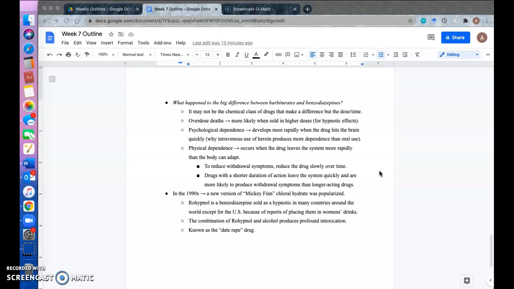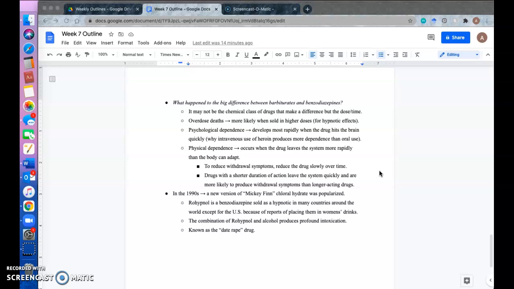Overdose deaths are more likely when sold in higher doses for hypnotic effects. Psychological dependence develops more rapidly when the drug hits the brain quickly, which is why intravenous use of heroin produces more dependence than oral use. And then physical dependence occurs when the drug leaves the system more rapidly than the body can adapt.